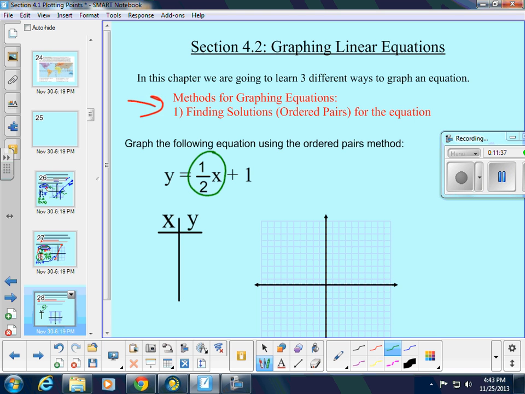In this problem, it says 1/2 times x. When that 1/2 is right next to the x, it means you're going to multiply by whatever number you put in for x. Multiplying by 1/2 is like dividing the number by 2, or taking half of that number. So what kind of numbers would be good to plug in for x so that when you take half of it, you won't get a rational number or a decimal number?